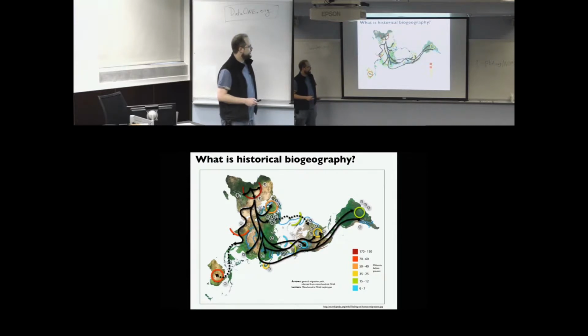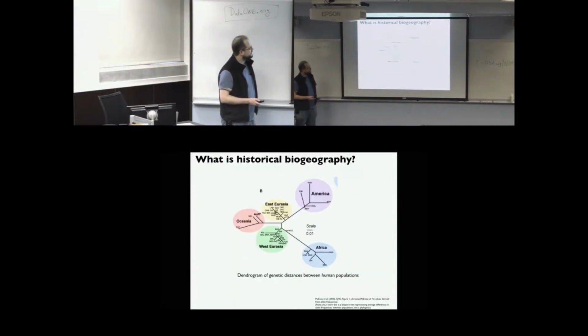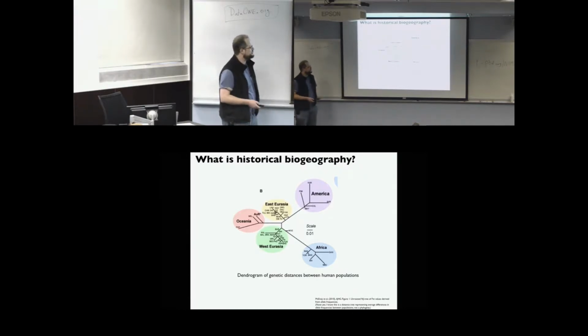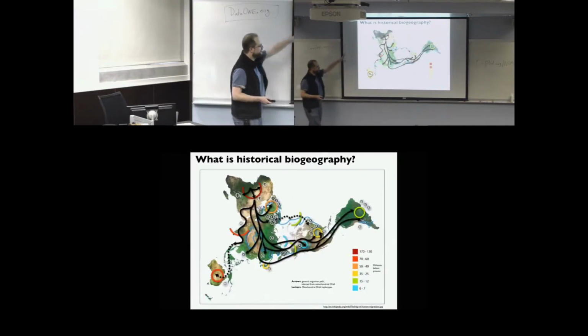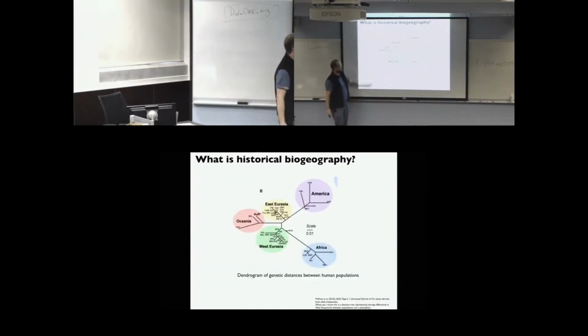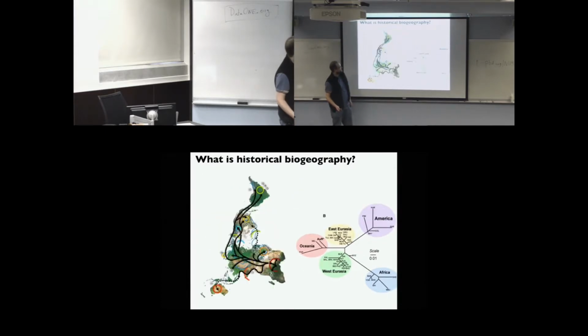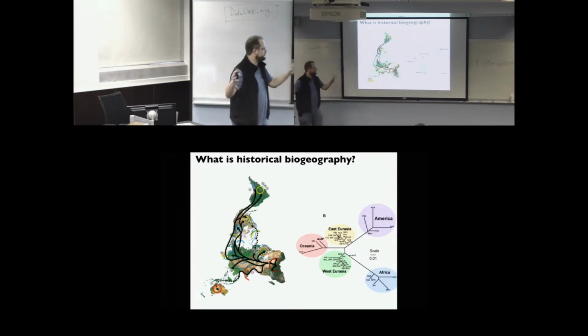You can see this reflected if you just look at genetic distances between human populations. You can actually see the spatial structure of the continents reflected in the genetic structure of the population. So if you look at these two things and you rotate the map a little bit, you can basically get America being one side branch, Australasia, Oceania being another branch, and Africa being at the other end. So it's just an indication that the geography and the genetics reflect each other.